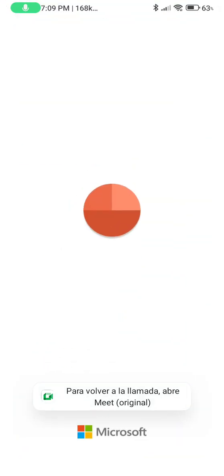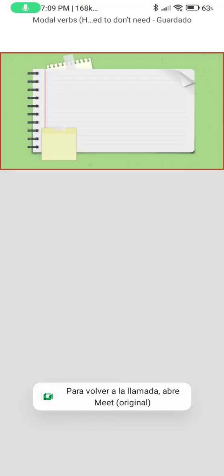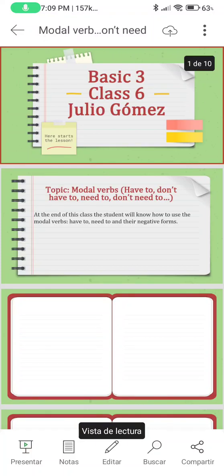Here we have today's presentation. Today will be our last class. Today will be our class number 12. And this is today's topic. Today we are going to talk about two modal verbs: the verb have and the verb need.